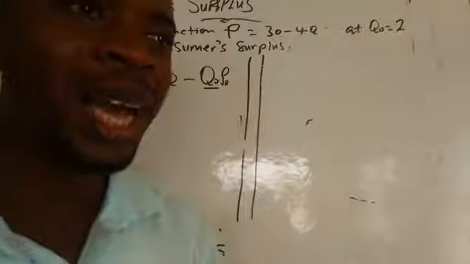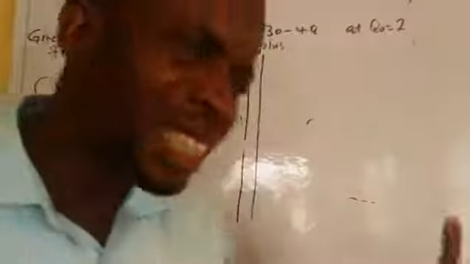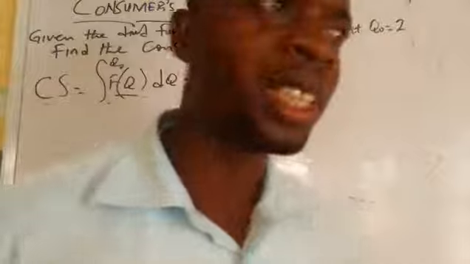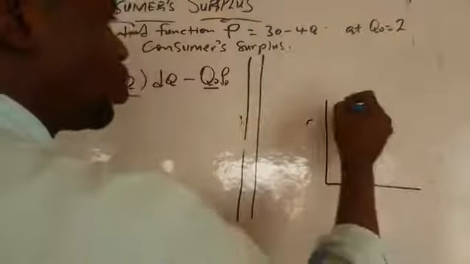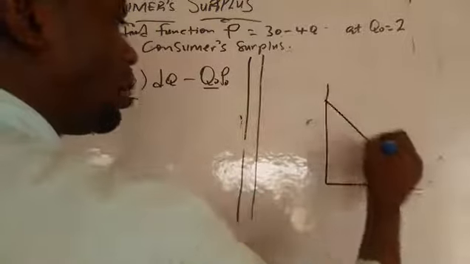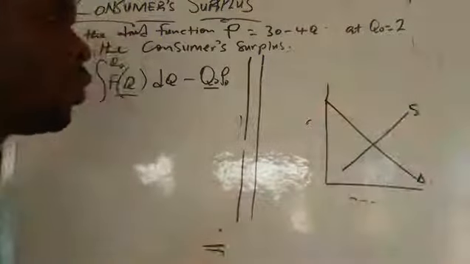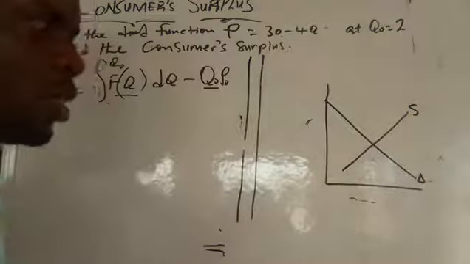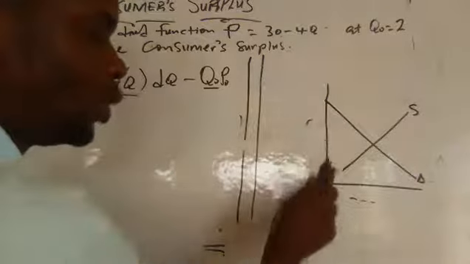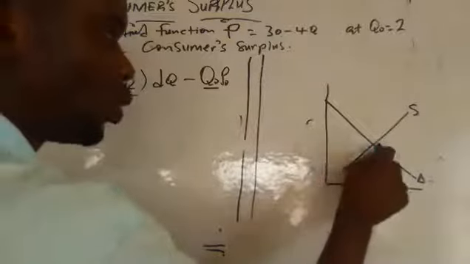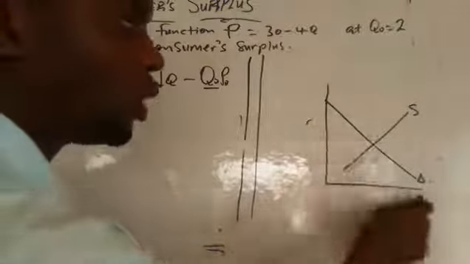Consumer surplus occurs when the amount which a consumer intends to pay for a particular commodity is greater than what he later pays for that commodity. Just look at this diagram here. Let's say this is the demand curve, then we have our supply curve. Can you tell me the equilibrium point? This is the equilibrium point, because it is the intersection of the demand curve and the supply curve.